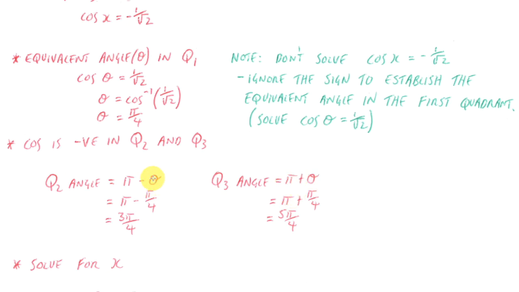We've already worked out that theta, the equivalent angle in the first quadrant, is pi on 4. So for the quadrant 2 angle, it becomes pi minus pi on 4. Think of pi as being 4 pi on 4. So it's 4 pi on 4 minus pi on 4 to give us 3 pi on 4. The quadrant 3 angle, 4 pi on 4 plus pi on 4 to give us 5 pi on 4. So these are the solutions for one forward revolution of the unit circle.